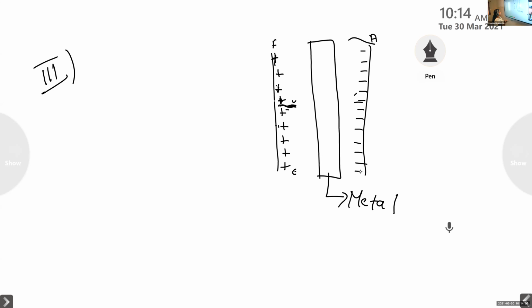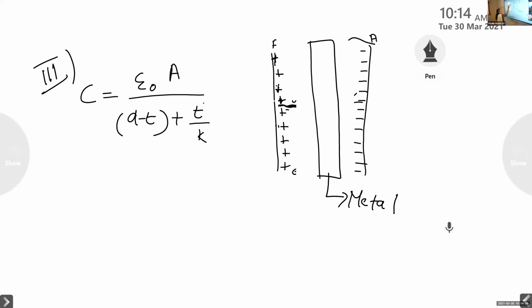Can anyone recall what is the expression for calculating the capacitance if the dielectric is present? C is equal to epsilon 0 A divided by D minus T plus T by K, right? Now in this third case, instead of dielectric, we are considering metal. Instead of dielectric, here we are placing metal as the medium of separation.